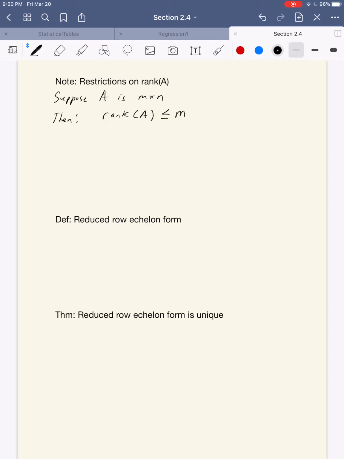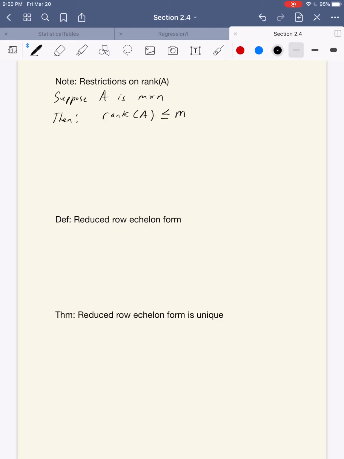How do we know that? Well, what is the rank of A? It is the number of non-zero rows once it's in row echelon form. Well, if it's the number of non-zero rows, it certainly has to be less than or equal to the number of rows. And m is the number of rows. So certainly your rank cannot exceed just the literal amount of rows you have.